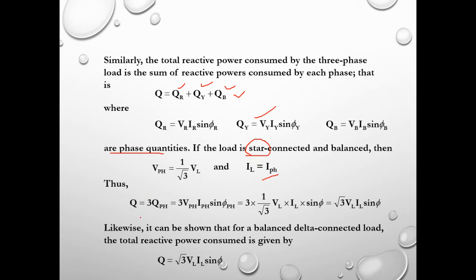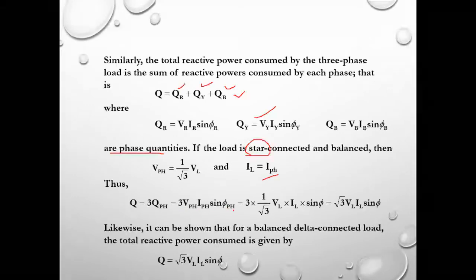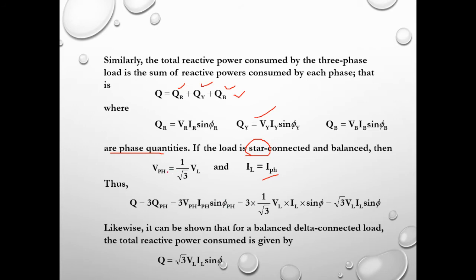So thus Q equal to 3Q phase, equal to 3 V phase I phase sine theta phase. Again, you just need to substitute this value into here, as well as this equation into here, and we get Q equal to 3 multiplied by 1 over square root 3 VL IL sine theta, and we can simplify the equation into this, right?